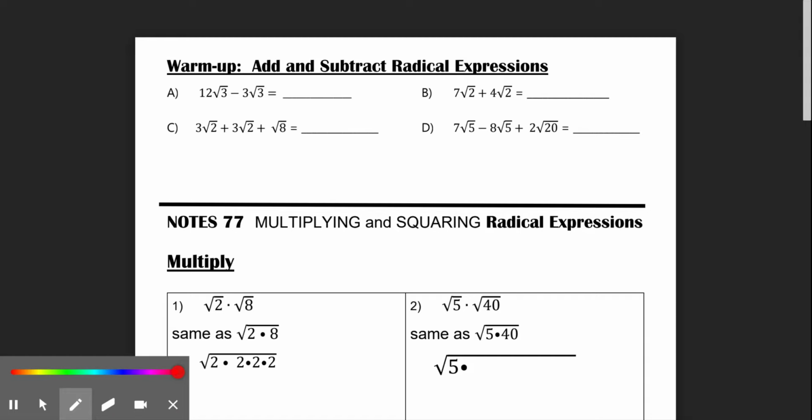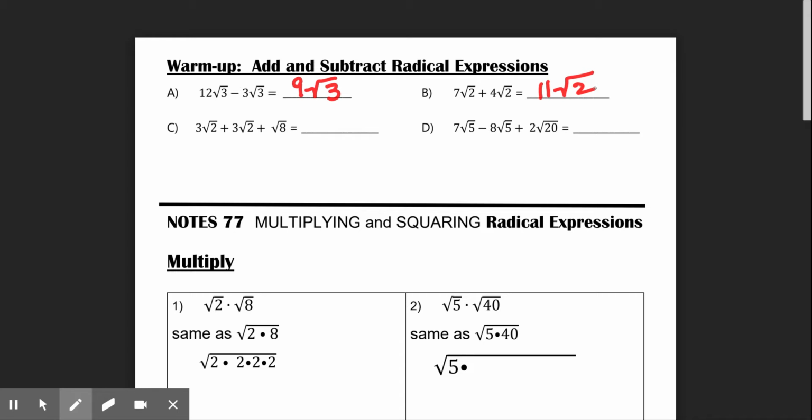Before we start multiplying and squaring radical expressions, we're going to review adding and subtracting radical expressions. So on letter A, 12 square roots of 3 minus 3 square roots of 3 just gives us 9 square roots of 3. Letter B, 7 square roots of 2 plus 4 square roots of 2 is 11 square roots of 2.